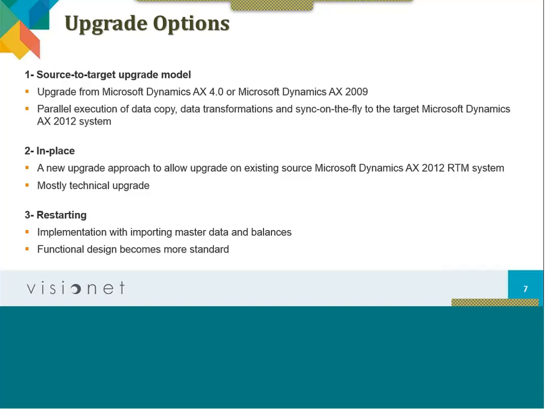The source to target upgrade model is the one if you are coming from earlier versions, which is 4.0, 3.0, 2009. That is the one that you will be using, where you need to have a set of hardware requirements. There's a step-by-step process of how the code needs to be upgraded, how data needs to be upgraded, because obviously we do know that things have changed completely.